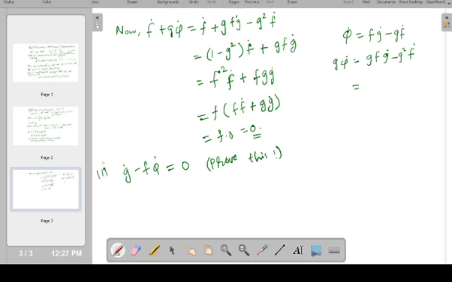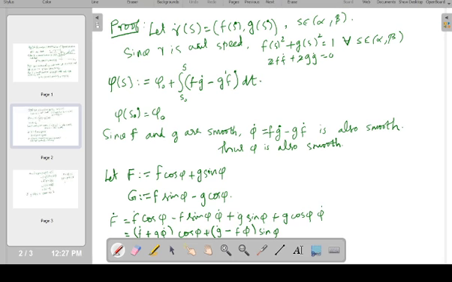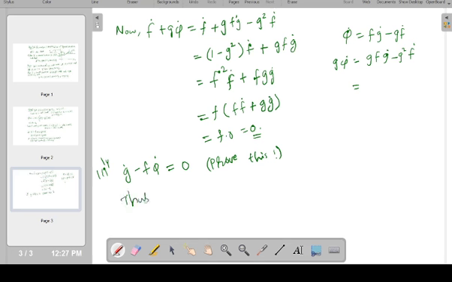I will just write similarly. So what I get? This is equal to 0 and this is equal to 0. That means f dot is equal to 0. Thus, f dot is equal to 0. That means f is identically a constant. Similarly again, you can show g dot is equal to 0, and I want you to prove this. But g dot is equal to 0 means g is a constant.